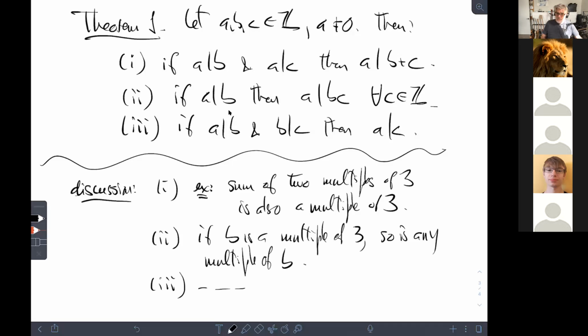Now, I'm going to prove the first one, and the next two are exercises in the book, assigned from the book. So you should try them. I'm going to prove the first one. Okay, so now this should work.